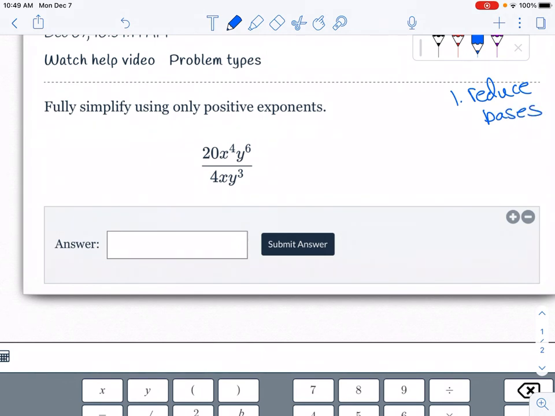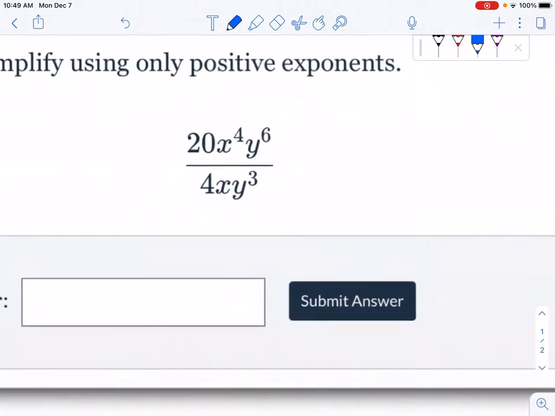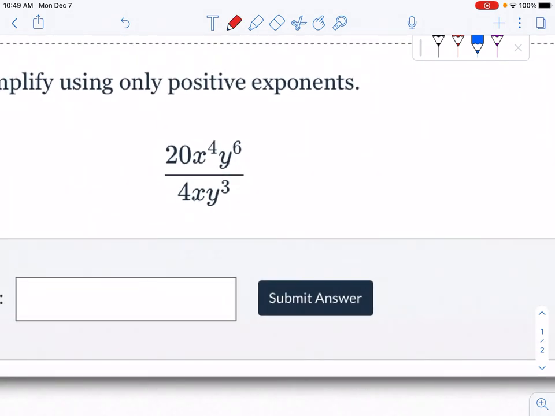The same way we would always look to multiply bases when we were multiplying, we look to reduce bases if we can. So I have 20 divided by 4, 20 over 4, and these bases reduce. It depends on how you like to write it. I like to write another fraction line, and I'm going to say 4 goes into 4 once and into 20 5 times. So I get 5 over 1. So there's my reduced bases.